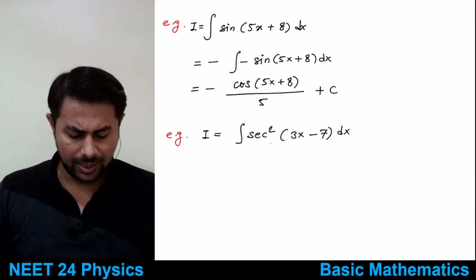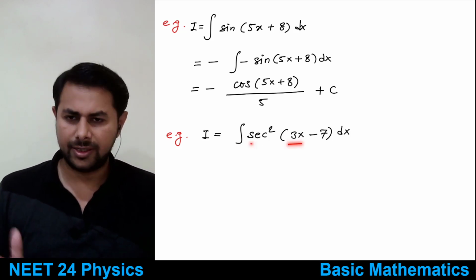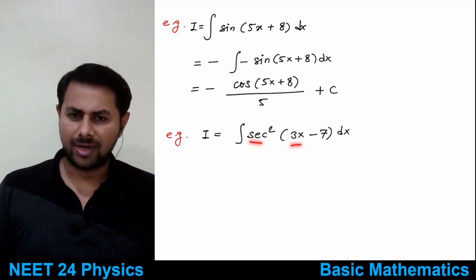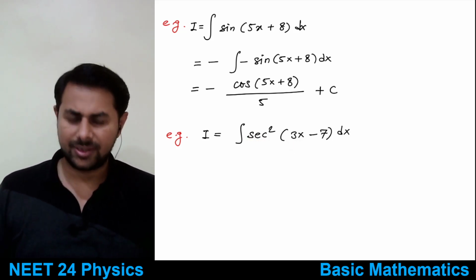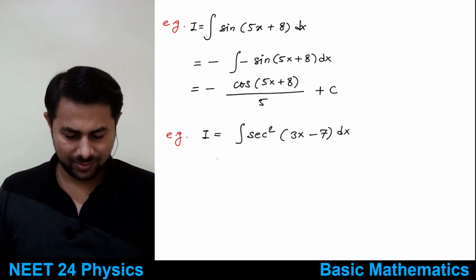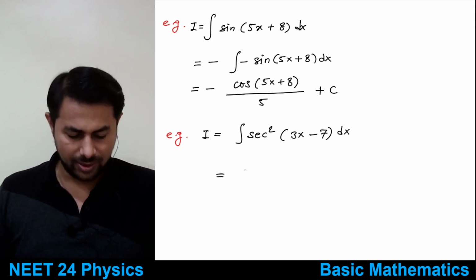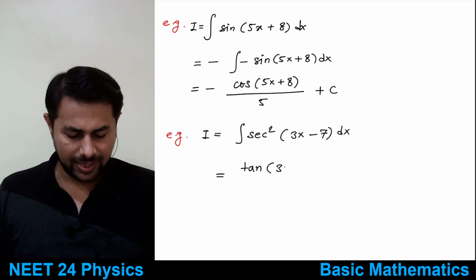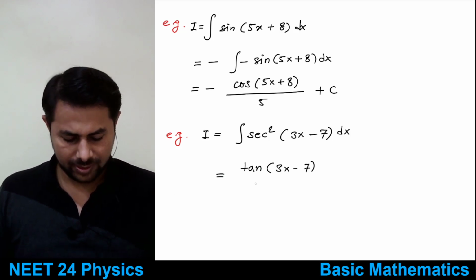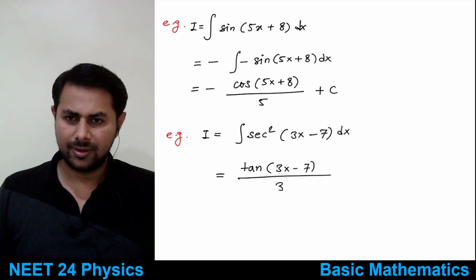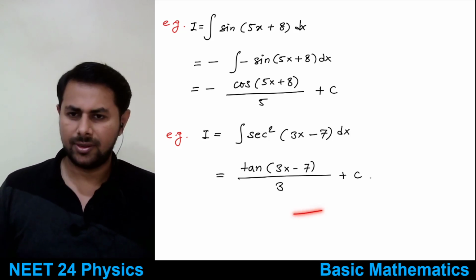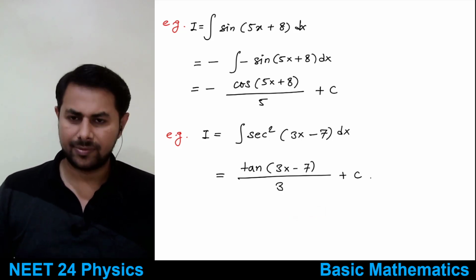Then you have I equal to the integral of secant square of 3x minus 7. Now you tell me, what is the integration? Tan. It will be tan, but it will be tan of this bracket, that is tan of 3x minus 7 divided by 3. Good. Plus c. So this is very simple.